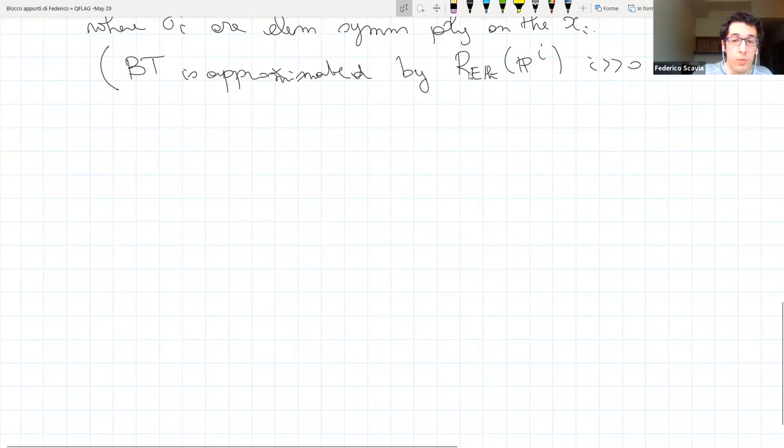So the Chow motive of these Weil restrictions is a direct sum of twists of motives of separable extensions.